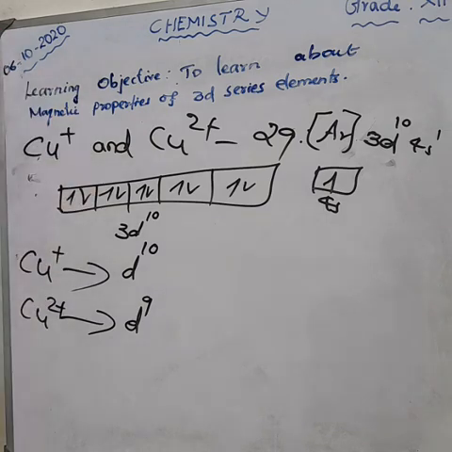These are very important one-word questions, and you should also find out the mu value. What about the mu value? I already told you about the mu value. Mu is equal to root of n into (n plus 2). Here, what is the meaning of n? The number of unpaired electrons. You should write out the number of unpaired electrons. Do it. Okay.